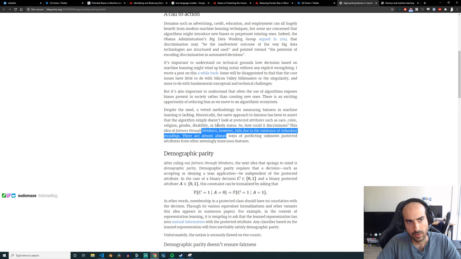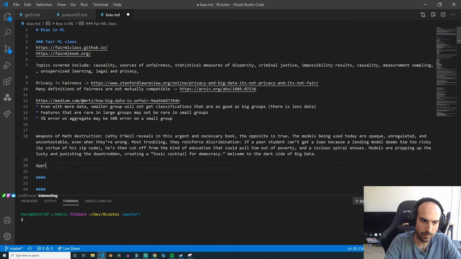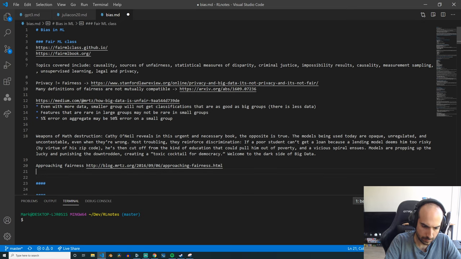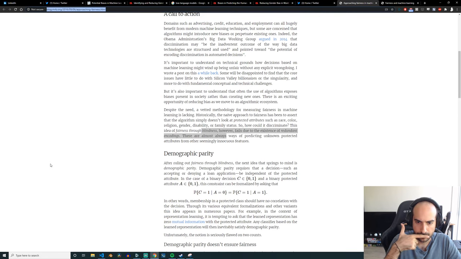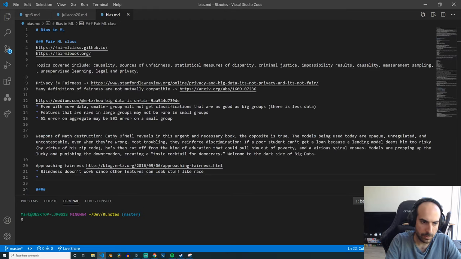Okay, let's see. This looks good. So let's do this. So approaching fairness. Blindness doesn't work since other features can leak stuff like race. As for demographic parity, it requires that a decision such as accepting or denying an application be independent of the protected attribute. Okay, so basically demographic parity: prediction, classification should be independent of the protected feature.